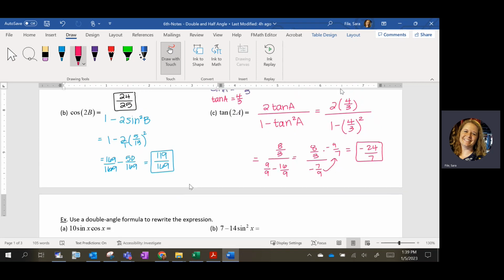Don't forget, though, to finish the ALEX. The ALEX is due before midnight tonight. And then tomorrow we'll finish up the double angle notes.